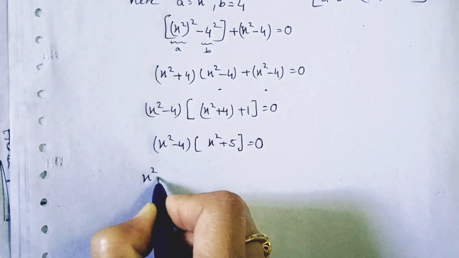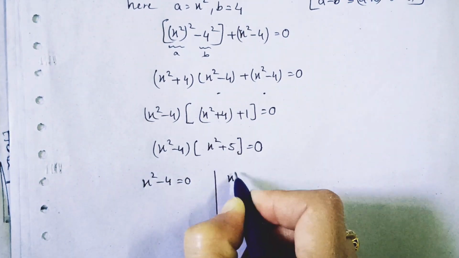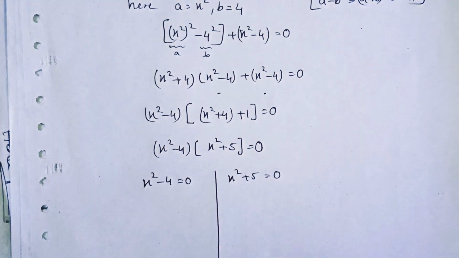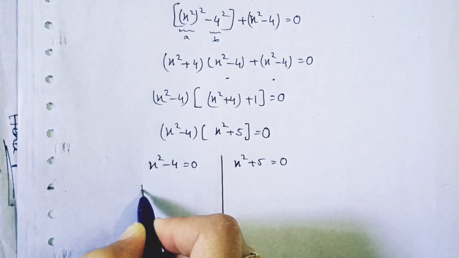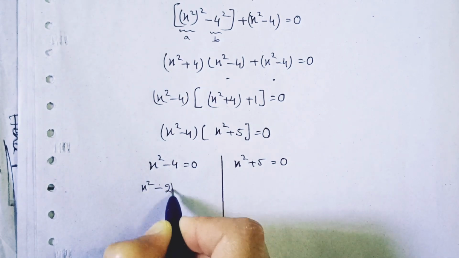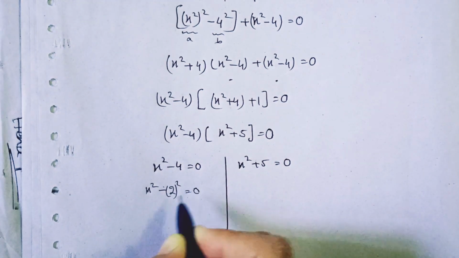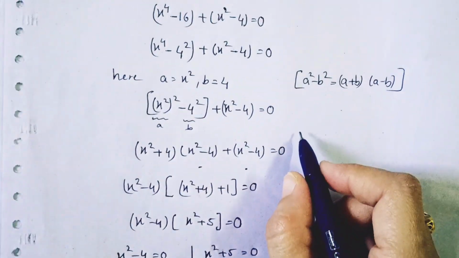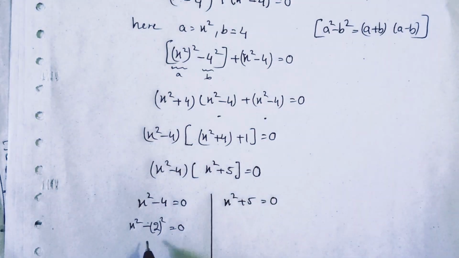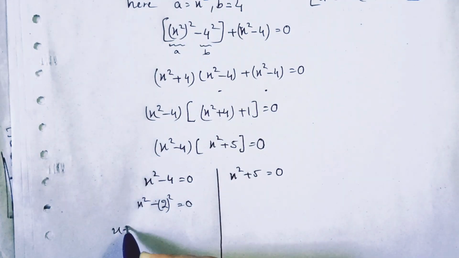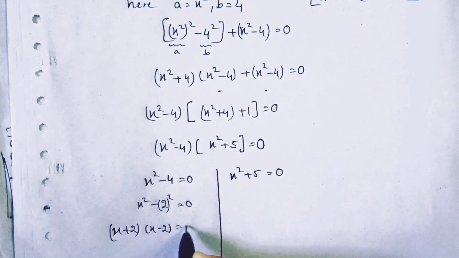The first one is x square minus 4 equal to 0, and the second is x square plus 5 equal to 0. Again, the first is in the form of x square minus 2 square. Can we write 4 as 2 square? Yes, of course. Then we know the formula again: a square minus b square is a plus b into a minus b. According to this formula we split it, and it becomes x plus 2 and x minus 2 equal to 0.